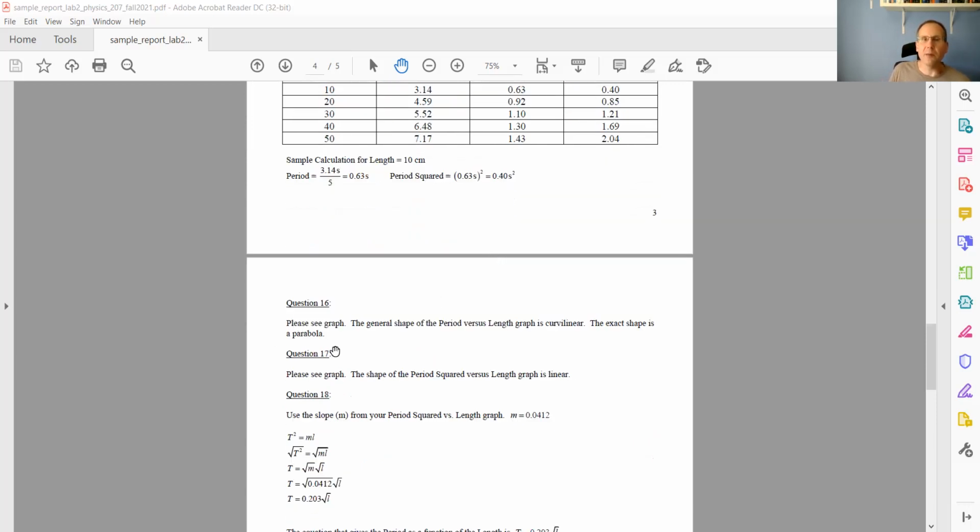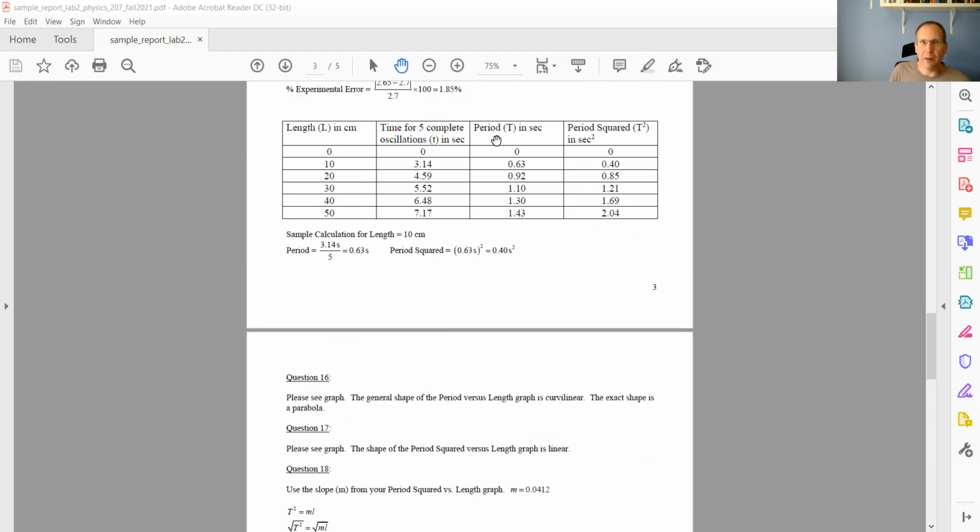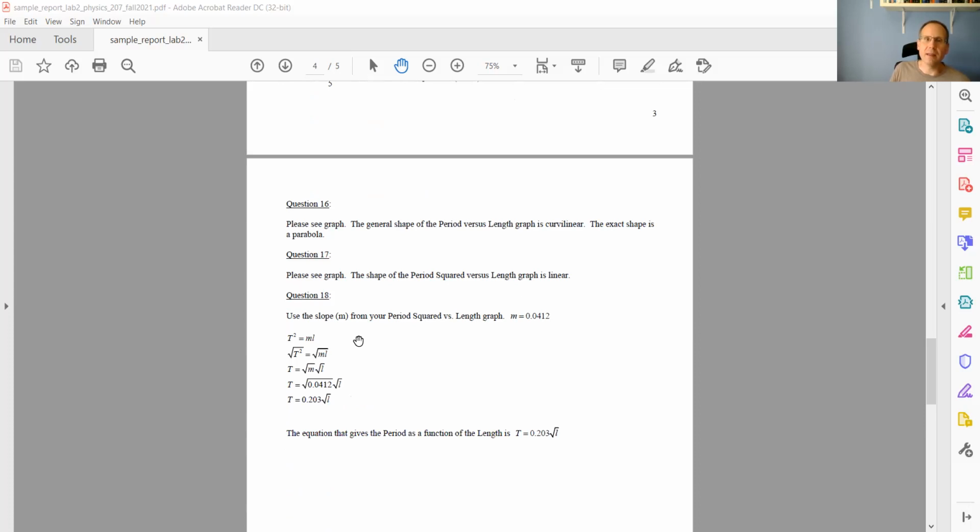And then question 16 was graph period versus length, and answer the question, which was what was the shape of the graph? You could say it's curvilinear, or a parabola. And then 17 was plot period squared versus length, and answer the question about the shape of the graph. And then question 18 was to give that formula, give the period as a function of the length. So the period in terms of the length. In this case, I got T period equals 0.203 times square root of L, so it came very close to 0.2.